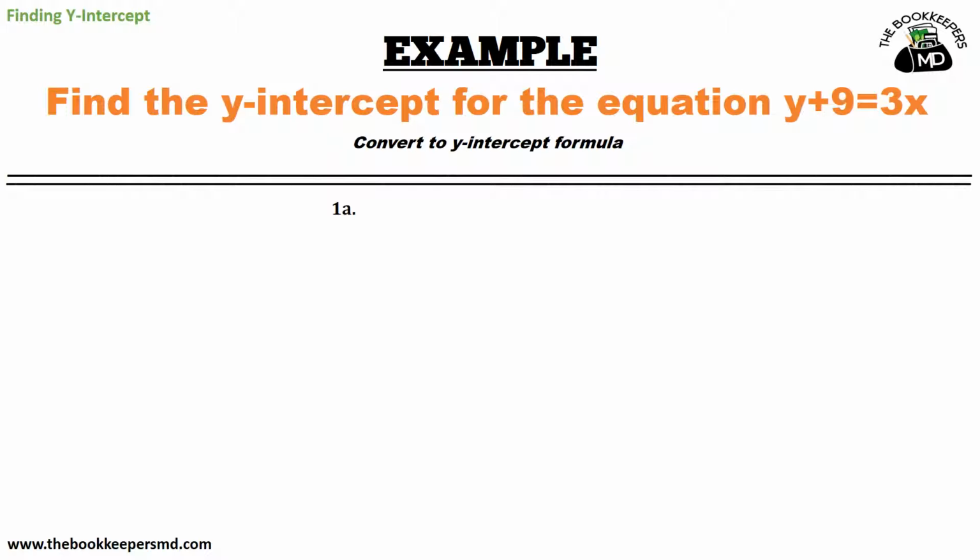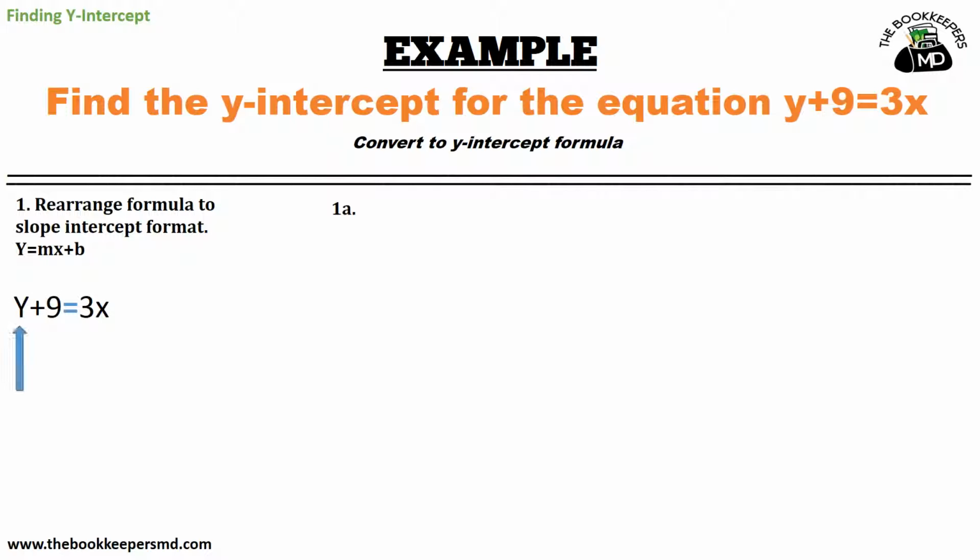We're going to convert it to the y-intercept formula. So the first thing we want to do is rearrange the y plus 9 equals 3x to our slope-intercept format, y equals mx plus b. So here's our formula. We have our y. The 9 doesn't have an x behind it, so it can't be the mx. So we know that that's the b. And the 3 has an x behind it, so that essentially is our mx.